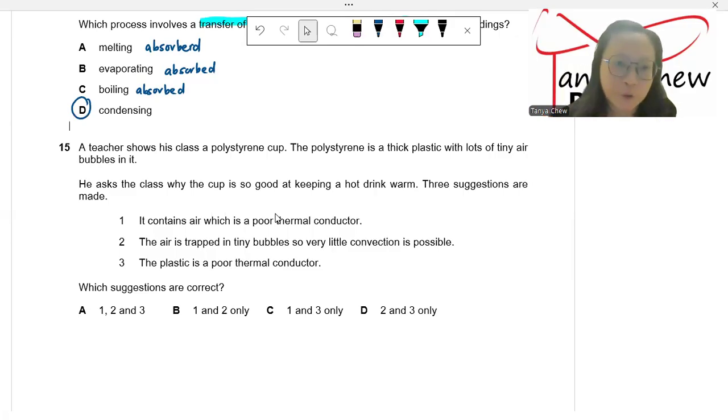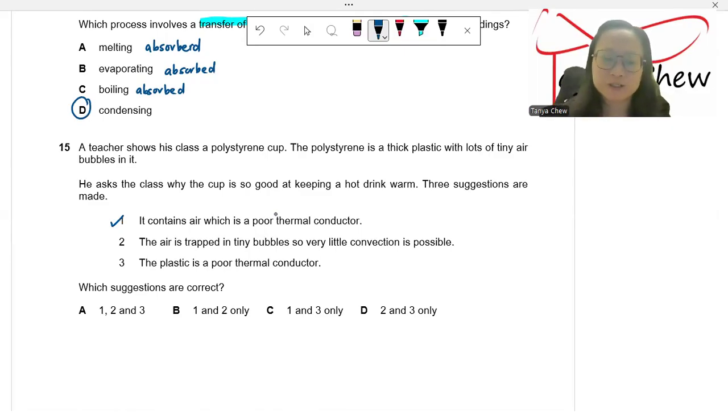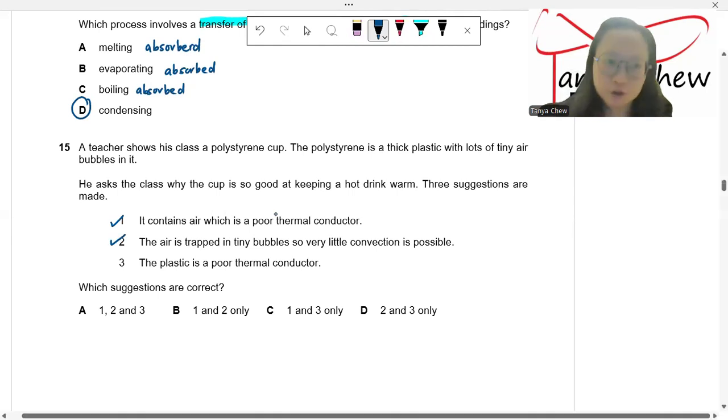Now, let us look at the first one. It contains air, which is a poor thermal conductor. This is definitely true. Second, the air is trapped in tiny bubbles, so very little convection is possible, which is true. Third, plastic is a poor thermal conductor, which is true because plastic is an insulator. So the three suggestions are all correct. A is the answer.